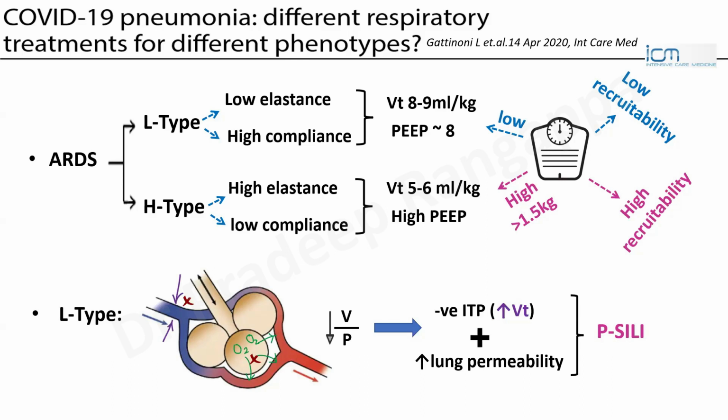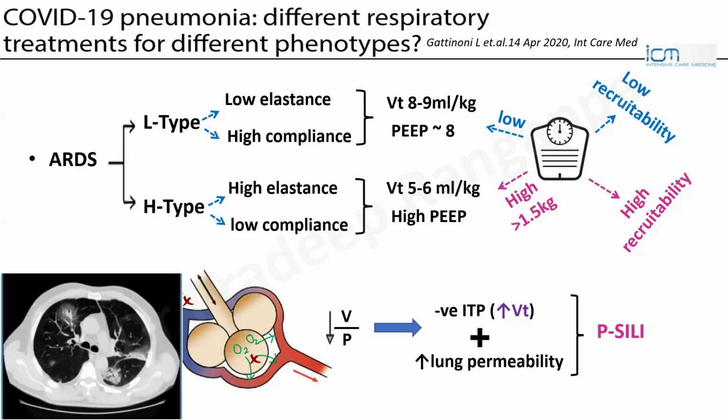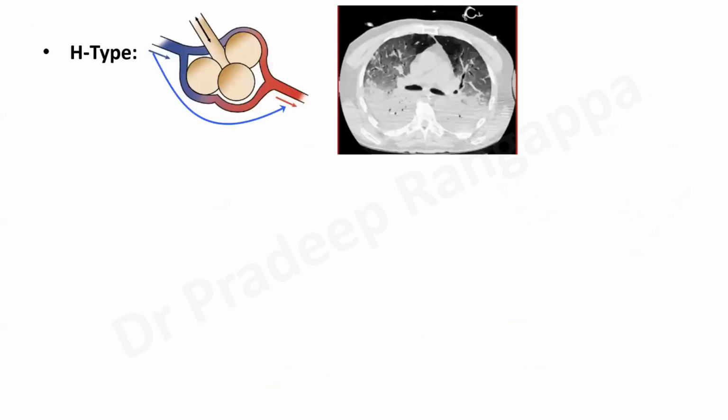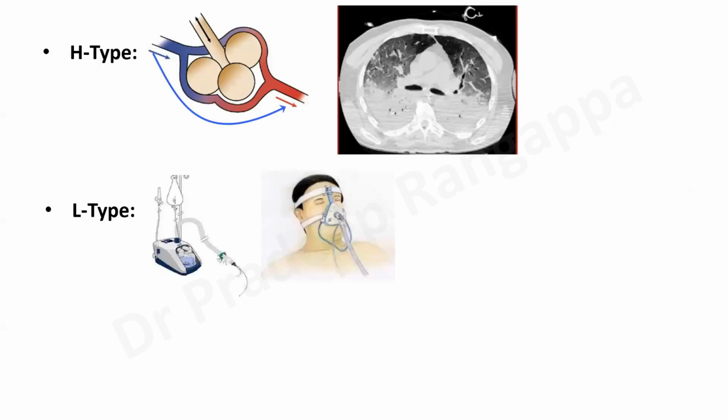There's no L-type ARDS. And they went on to say that, and they showed some pictures saying the L-type ARDS look something like this. And the H-type ARDS, they said there'll be ventilation perfusion mismatch and there'll be more consolidated lungs. And in this paper, they went on to show subsequently that L-type, which is low elastance, high compliance, where P-SILI occurs, they said one has to use your HFNO or NIV, which we agree.